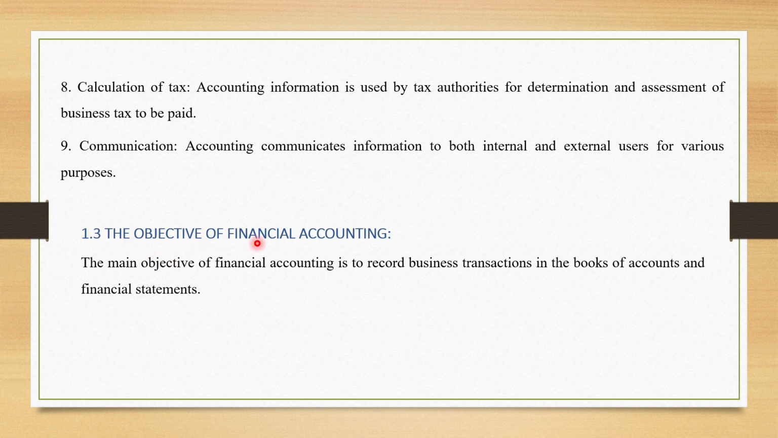So the objective of financial accounting. The main objective of financial accounting is to record business transactions in the books of accounts and financial statements. That's the main objective of financial accounting, just to record business transactions in the books of account and financial statements.